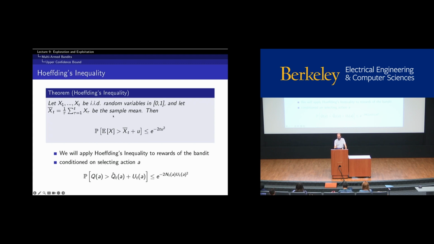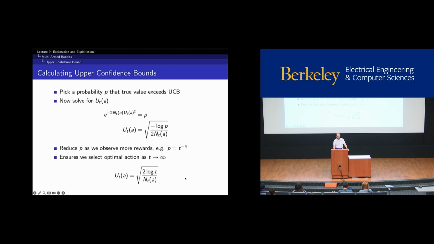Okay, so plugging in the numbers, this is the number of times we've taken the action. This is ut, which is what we're going to solve for. And so let's say that we want to make sure that the true q value is less than the upper confidence bound that we're going to come up with with probability 1 minus p. So we only want to admit a possibility p of being wrong here. And in fact, we'll make p go down to 0 as time goes on.